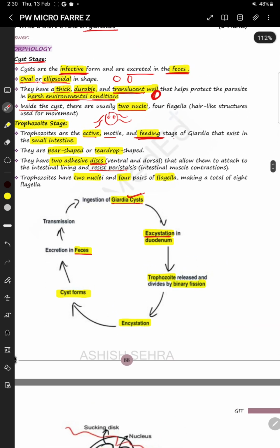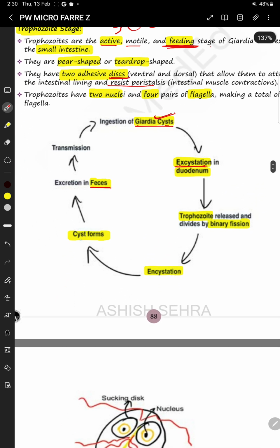That's why the cyst stage is the infective form, and these are only excreted in the feces. Cyst forms are excreted in the feces, then transmission occurs.